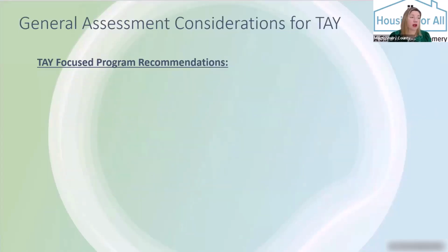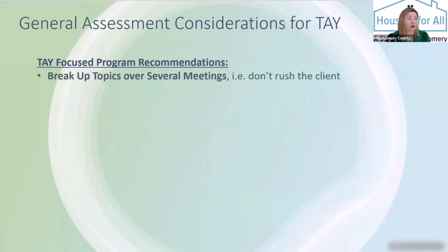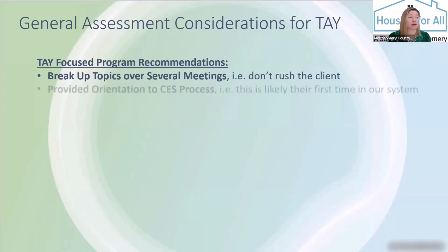So some more recommendations from the TAY Focus program providers. You want to break topics up over several meetings. So you don't want to be rushing the client. You want to make sure you're remembering that at transition age youth, their brain is still developing. So they can't hold attention and process information the same way as a 30 or 40-year-old could. So you need to break things up over a variety of meetings. And again, that's why meeting somebody frequently when you're first getting to know them is really helpful.